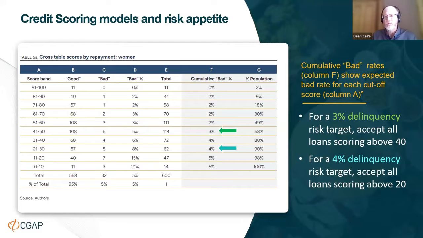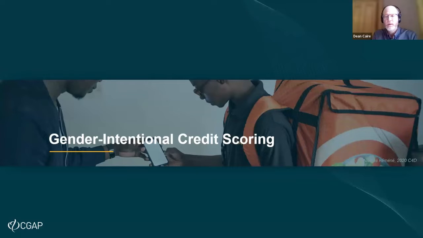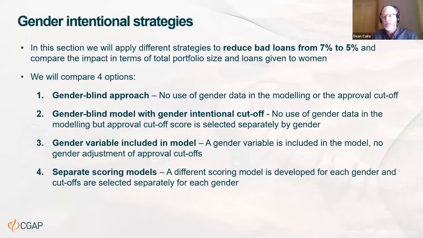The rest of this discussion won't go into more detail about credit scoring, but I wanted to provide that background so you see where the scores come from, the analysis of past data. And once we have the scores and the associated past bad rates, that's where we can apply strategies. In this case, where we see that women repaid better in the past, we can potentially apply different strategies for men and women. And that brings us to gender intentional credit scoring strategies. And I'll let Maria introduce what we're going to do here.